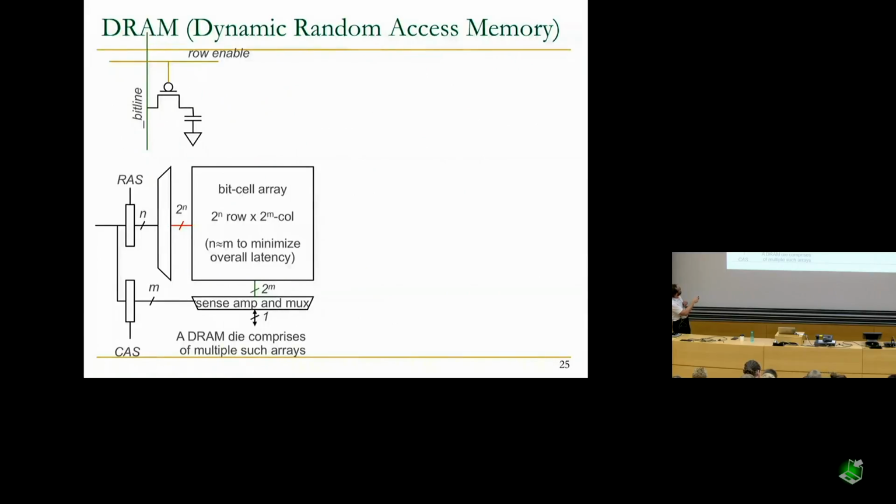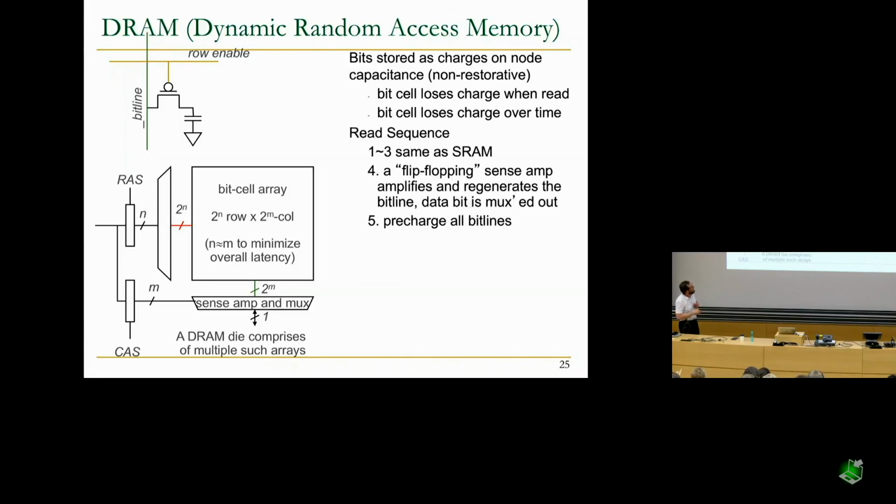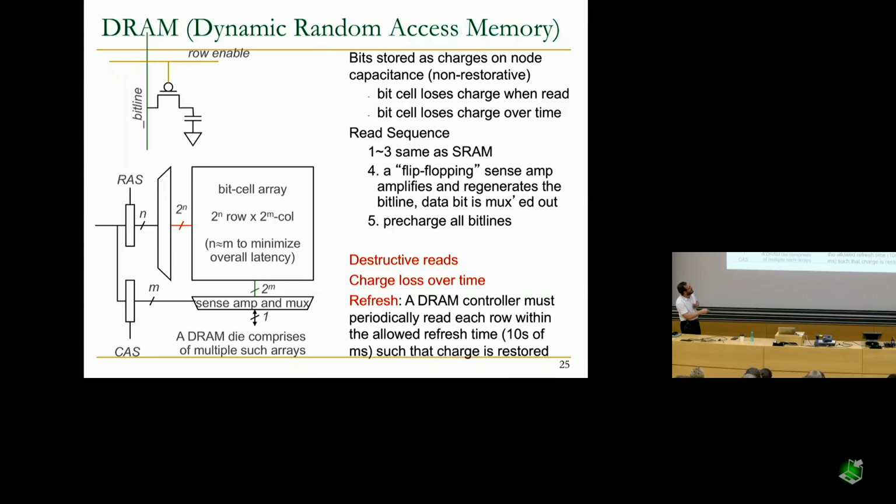In this case, we supply the row address first and then the column address. You see that we have latches over here. This is because a DRAM chip is a separate chip, and you want to minimize the number of pins to the chip. And that's the idea. And the read sequence is very similar, as you can see, but there's a flip-flopping sense amp. You have destructive reads, charge loss over time, and you need to refresh this.